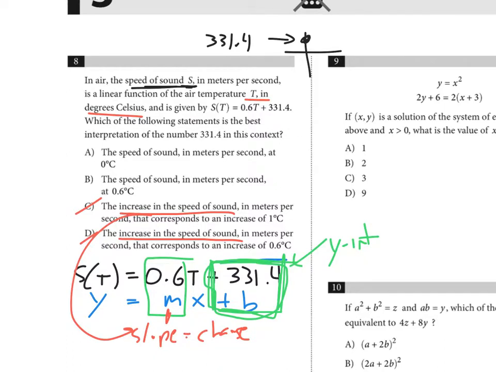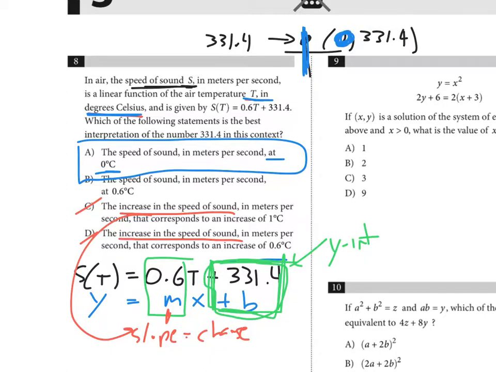You'd have to go up to 331.4. The coordinate of that point is the point 0, 331.4, because any point on the y-axis has as its x value 0. Now what does x represent? Well, there's no x, there's a t. T represents the degrees Celsius. So basically they're saying when t is 0, when it's 0 degrees Celsius, 331.4 represents the speed of sound. So in that case, the answer is going to be letter A. But if you compare that to y equals mx plus b, it starts to make sense in the context of the question, because there's a lot of questions like this on the SATs.